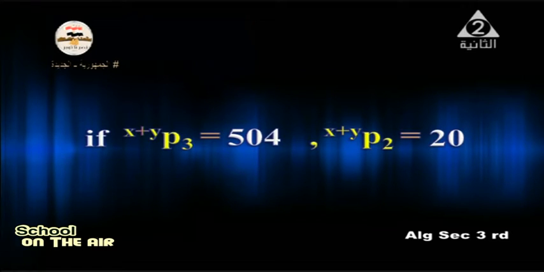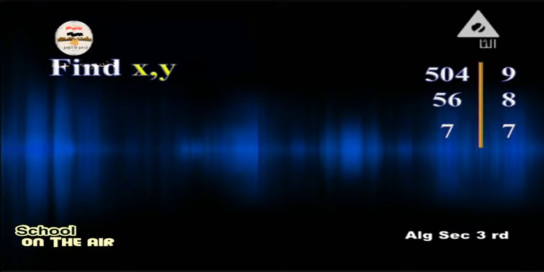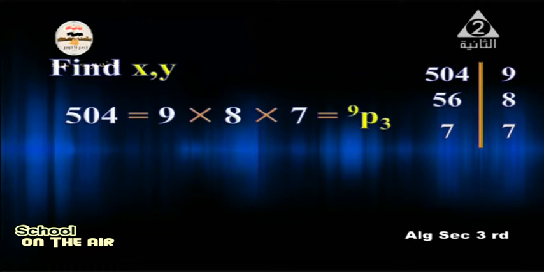If we have x plus y P3 equals 504 and x plus y P2 equals 20, what is the value of x and y? We factorize 504: divided by 9 equals 56, divided by 8 equals 7, divided by 7 equals 1, so 504 is 9P3. By using factorization, x plus y P3 equals 9P3. Therefore, we deduce that x plus y equals 9.